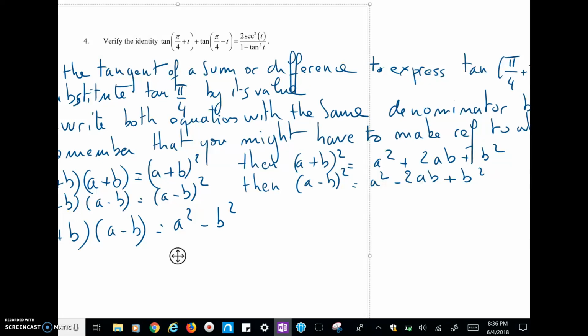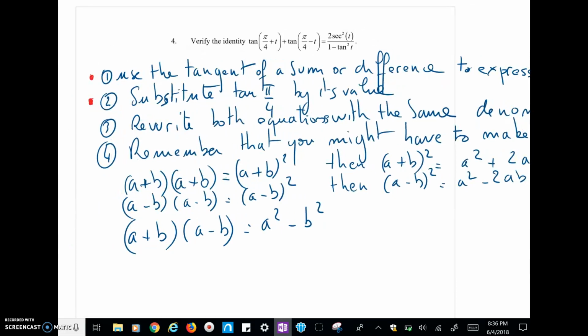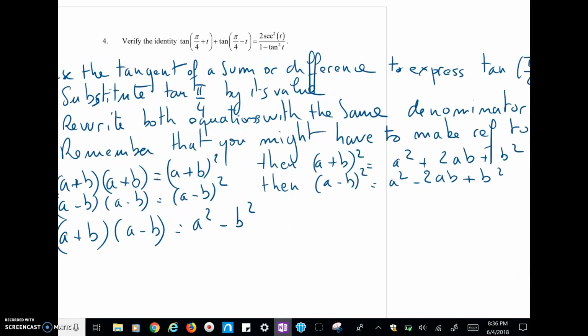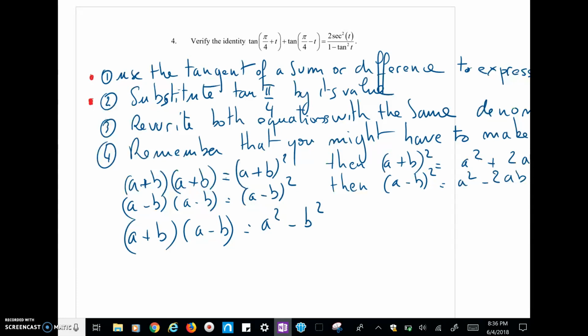You need to remember that you might have to make reference to algebra. So you have different relationships that you need to use. I'll let you finish this problem, and I will see you in class. You have everything.